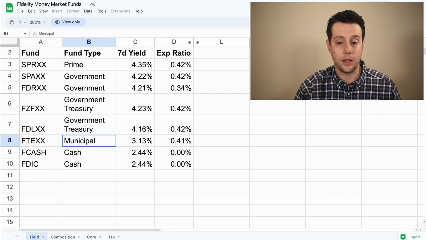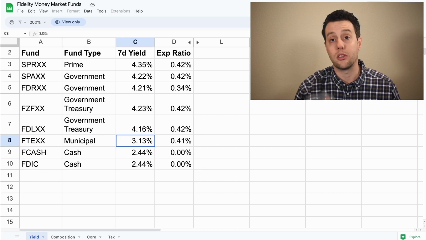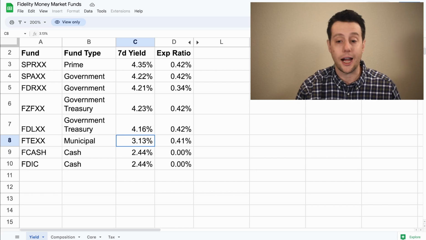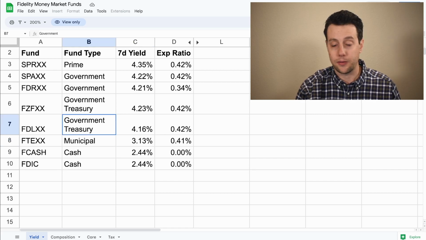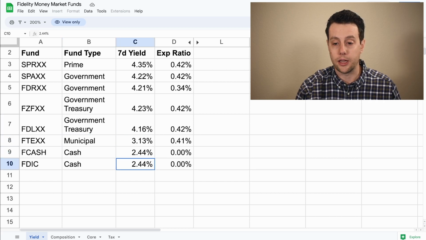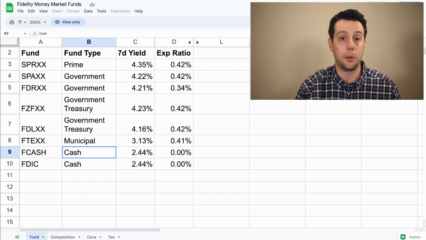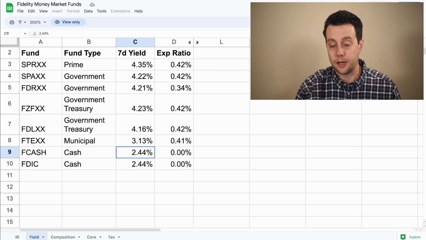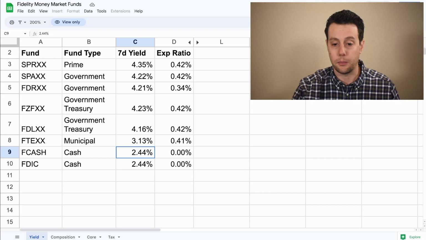Then you get into municipal, which is special because it's exempt from federal tax, so the effective rate might be higher. Then it's probably not as safe as these US government treasury funds here. And then, just for comparison, at Fidelity you can use these FDIC insured cash accounts in some of your brokerage core positions. And those will have FDIC insurance, but provide a lower rate. They're just there for comparison.